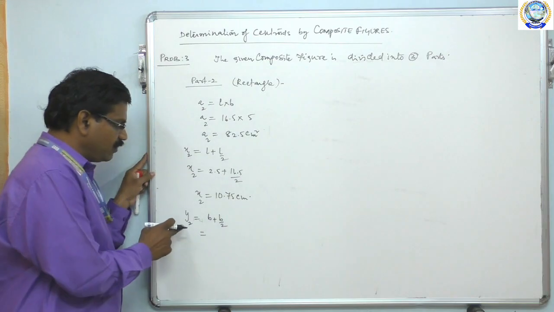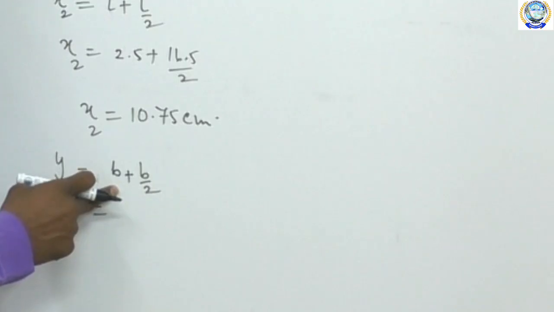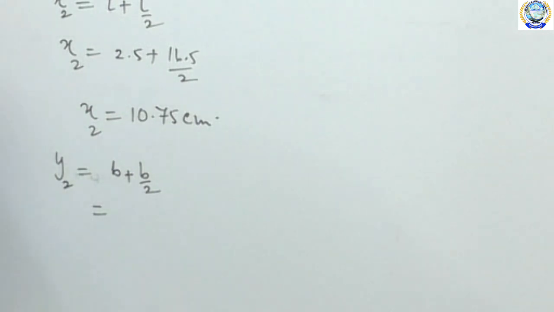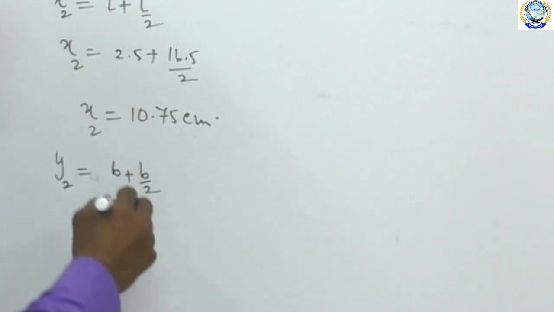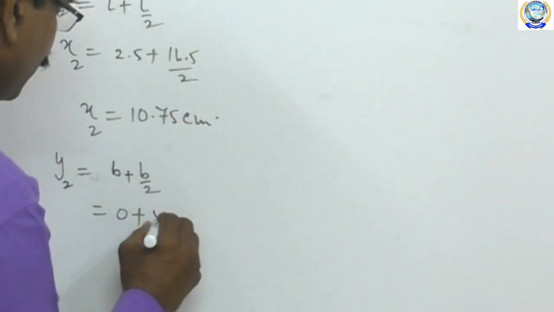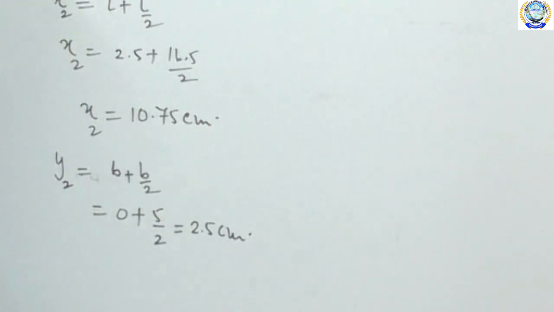In this particular y2 coordinate, we don't have a previous shape to this b. Therefore, this b becomes how much? 0. Therefore, b is equal to 0 as there is no previous other shape, and this b belongs to the rectangle, that is how much? 5 by 2. That implies 2.5 centimeters. Now, using this x2 and y2, we need to find a2x2, a2y2.